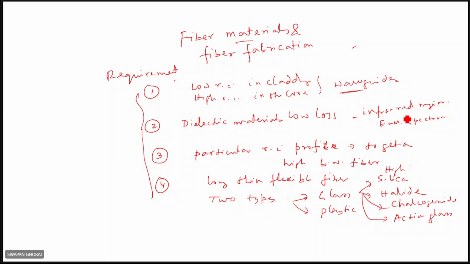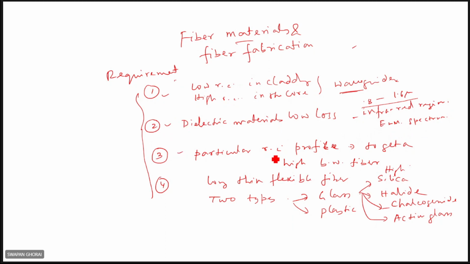Visible is also not used. Visible is very lossy, and loss will be high in that case. The only low loss region is the infrared region, so that is used. It is generally the 0.8 to 1.6 micron region. We have seen the different generations within these regions. So you must have low loss in the infrared regions of the electromagnetic wave spectrum. This is the second criterion.